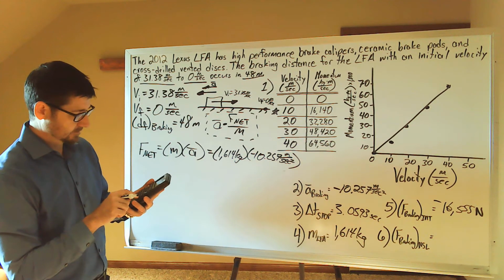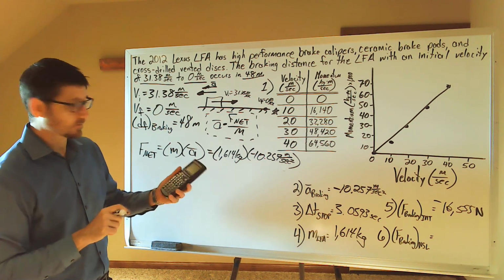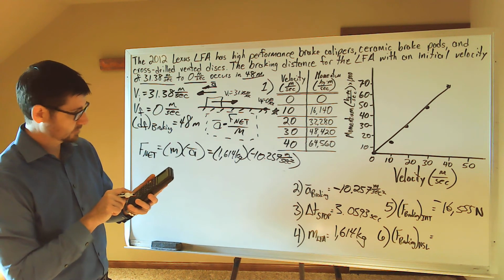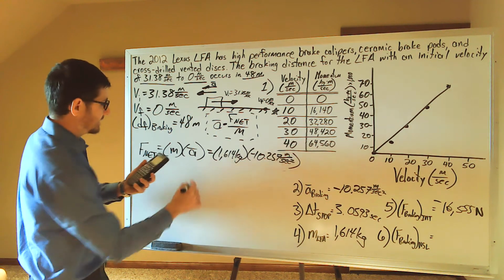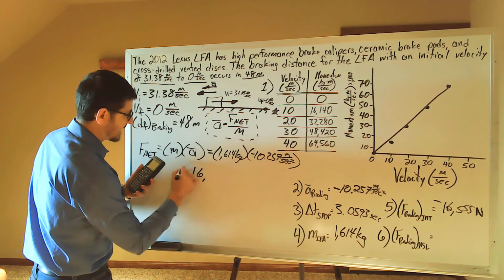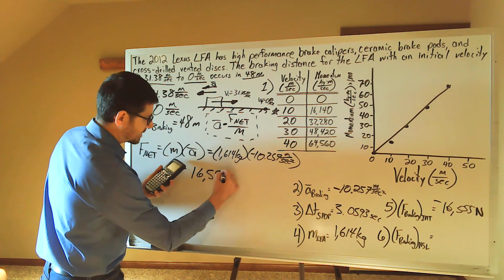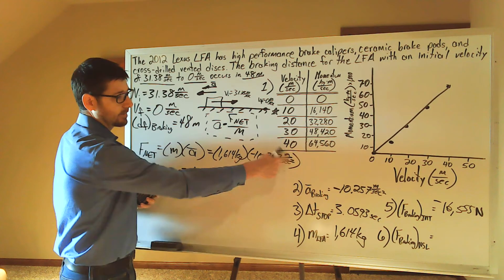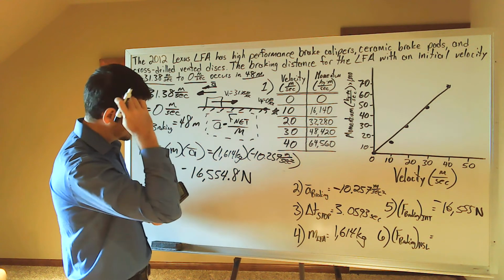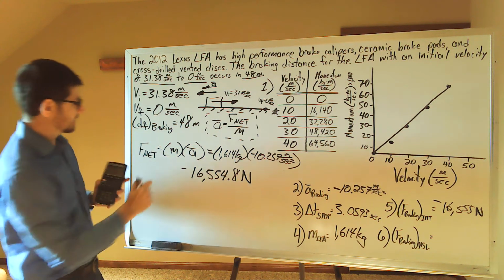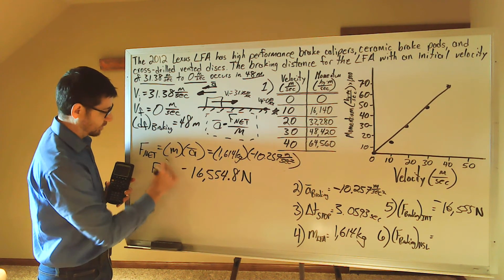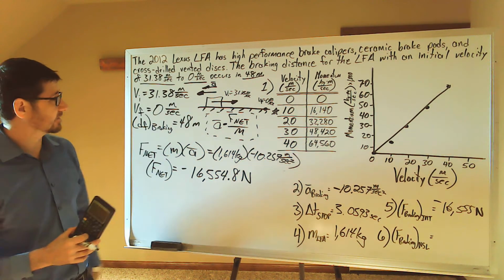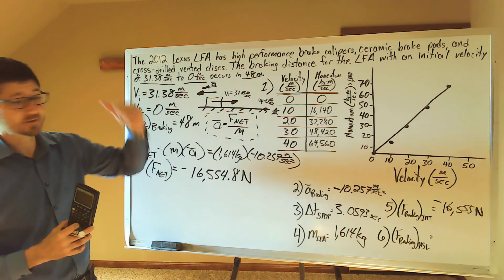Okay. Let's take the product of these values. And I get negative 16,554.8. And we have kilogram meter per second squared, which is equal to a Newton. So once again, we've calculated our net force, which is our braking force, supplied by the brakes to be negative, so our vector's pointing in a negative x direction. So our acceleration vector is also negative.